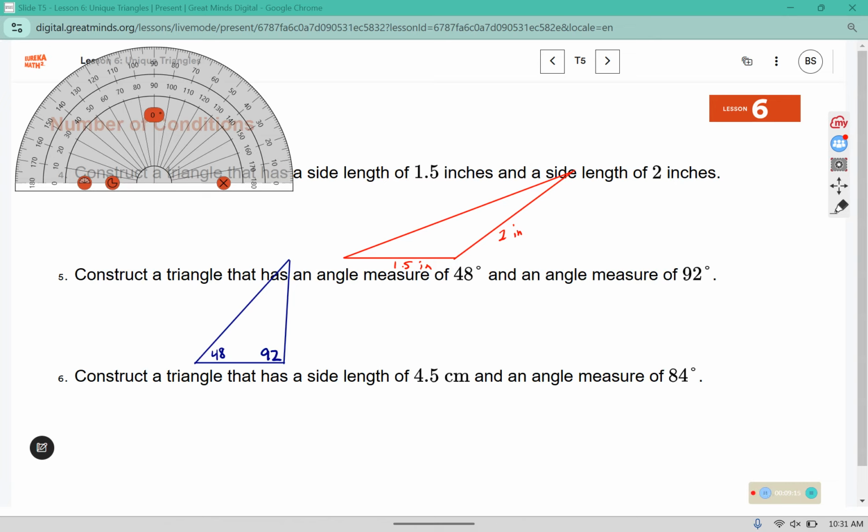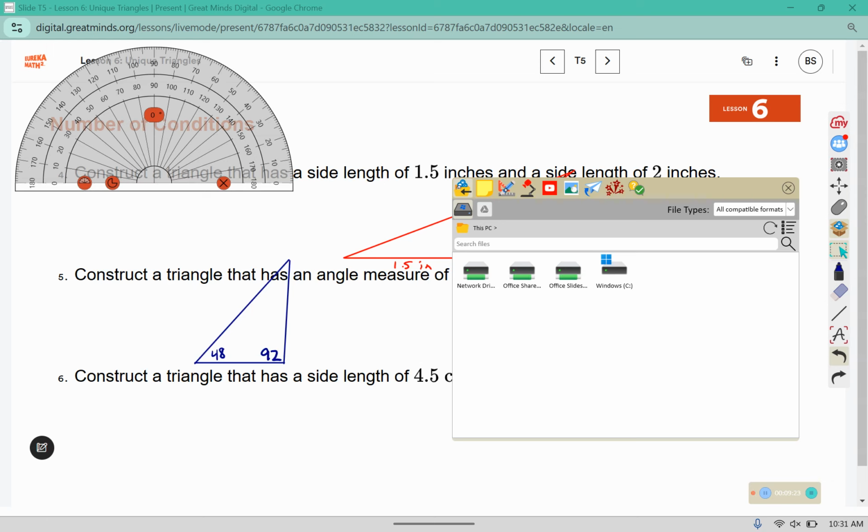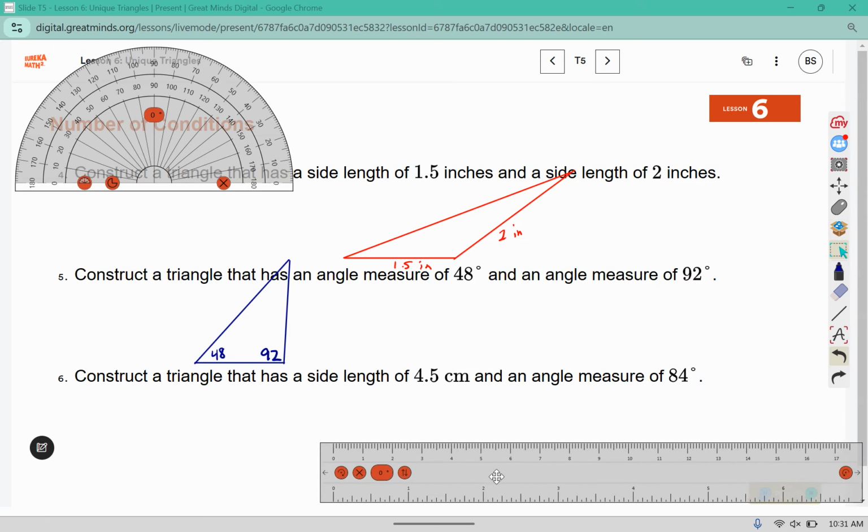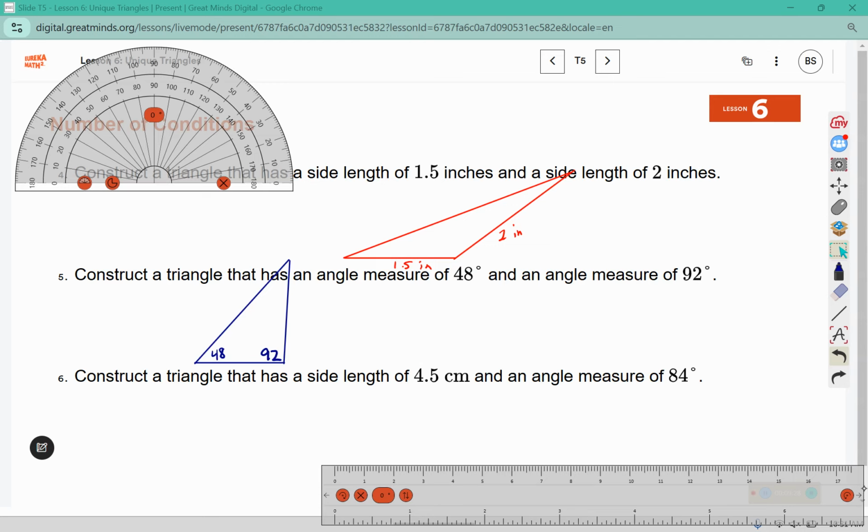Construct a triangle that has a side length of 4.5 centimeters and an angle that measures 84. So I'll need my ruler and my protractor on this one. So we'll start with a 4.5 centimeter measurement.